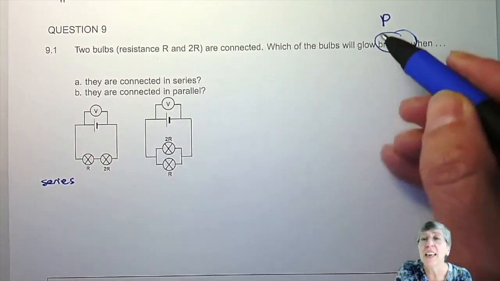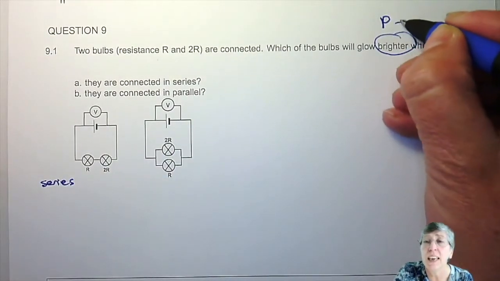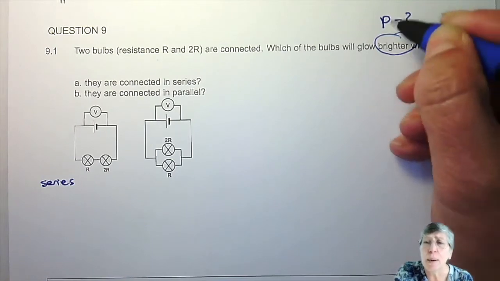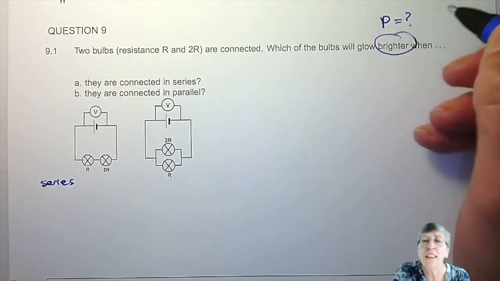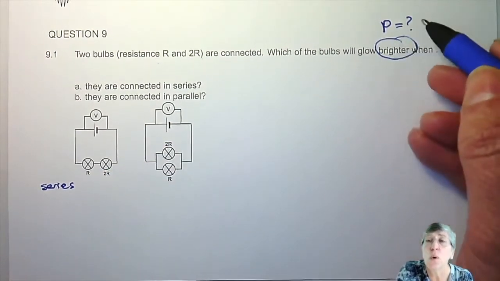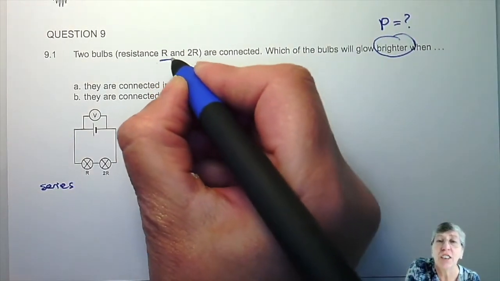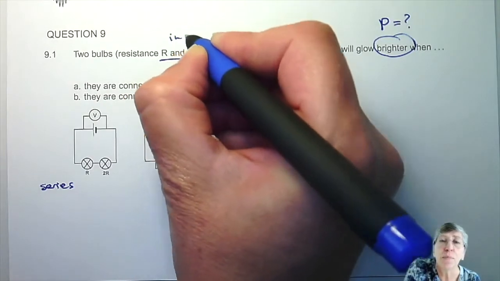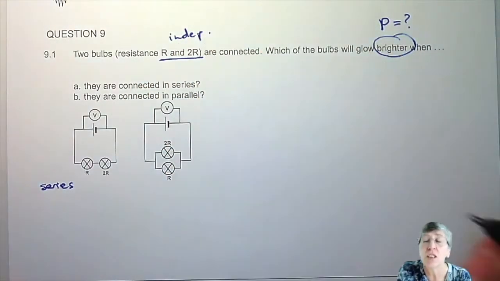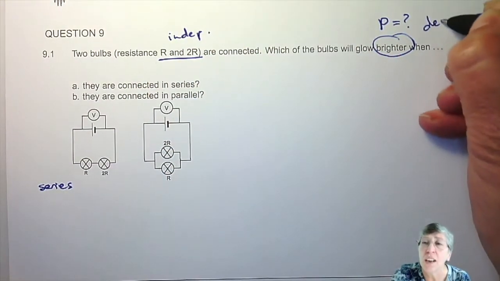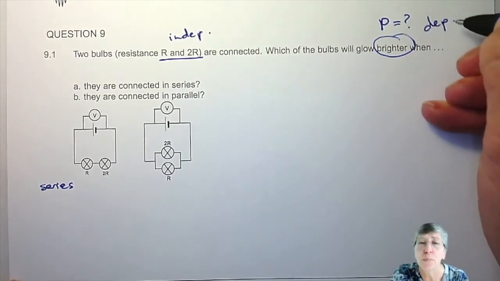Now when they're in series, let's just think about this question. They are asking about P, right? So P is my dependent variable. It's the one that depends on what I'm going to do, right? I want to know what's P. That's my dependent variable. What are they changing? They're changing R. So R is my independent variable. That's the one they're changing. That's the one I want to measure.